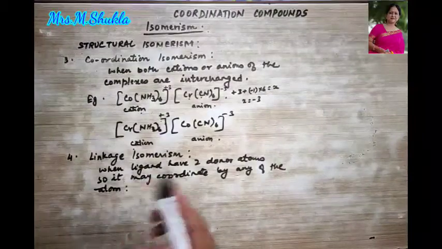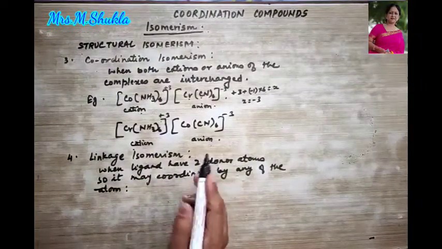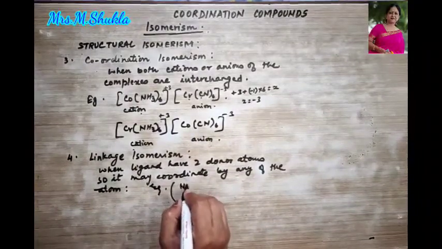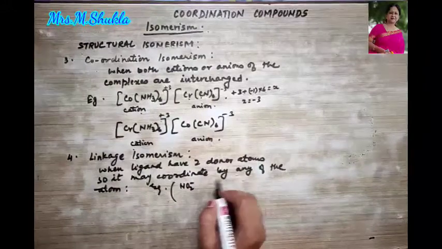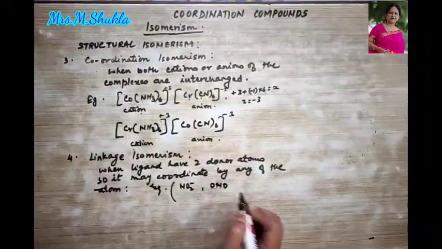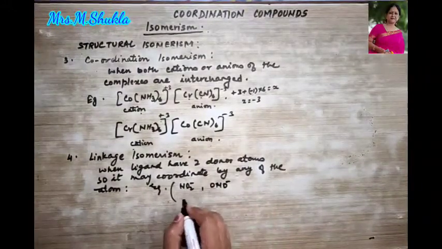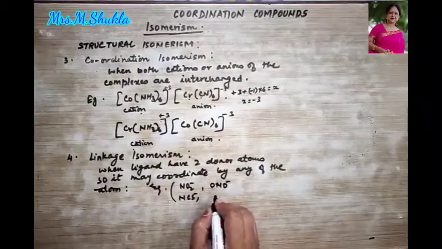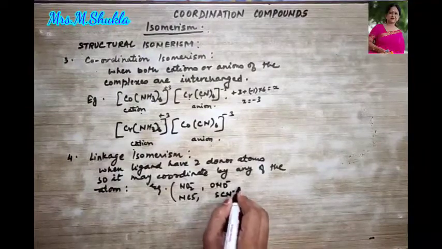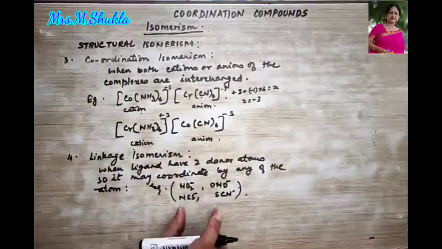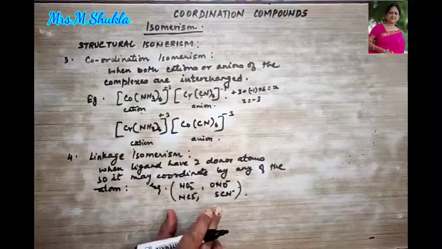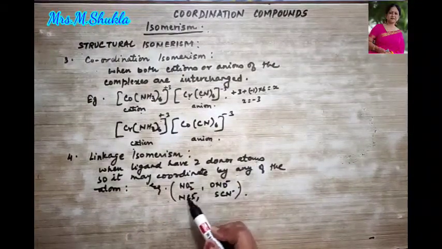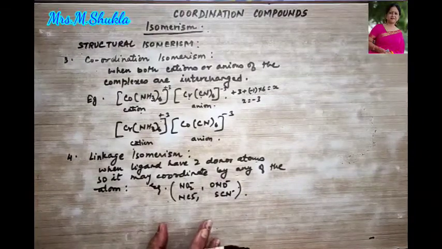So what are those ligands which are ambidentate? Example could be like NO2 minus, isn't it? Then ONO minus, right? Then NCS minus, then SCN minus. So these are some examples which are ambidentate ligands. They have two donor atoms to coordinate with the other atom.